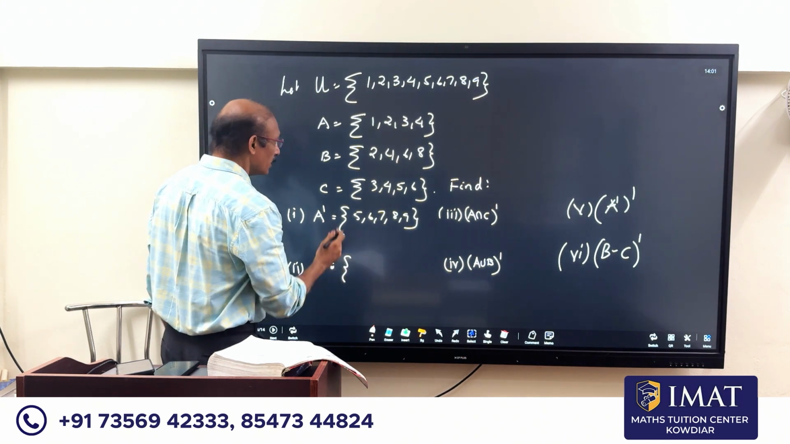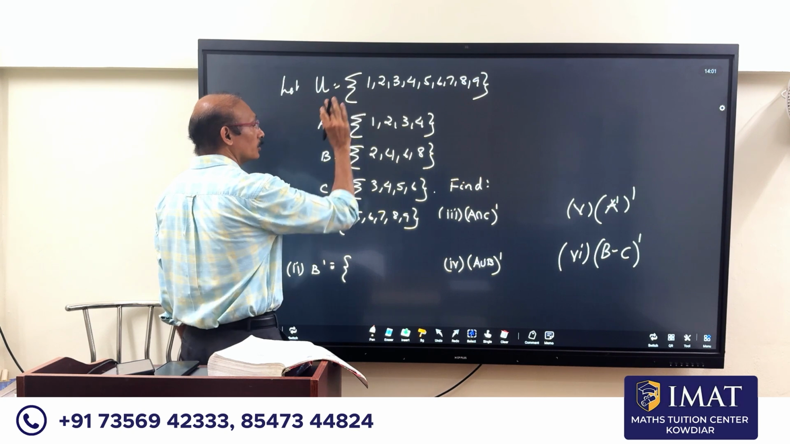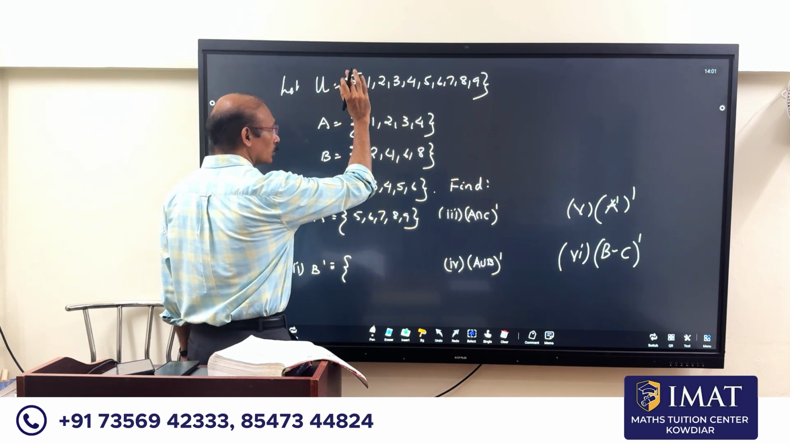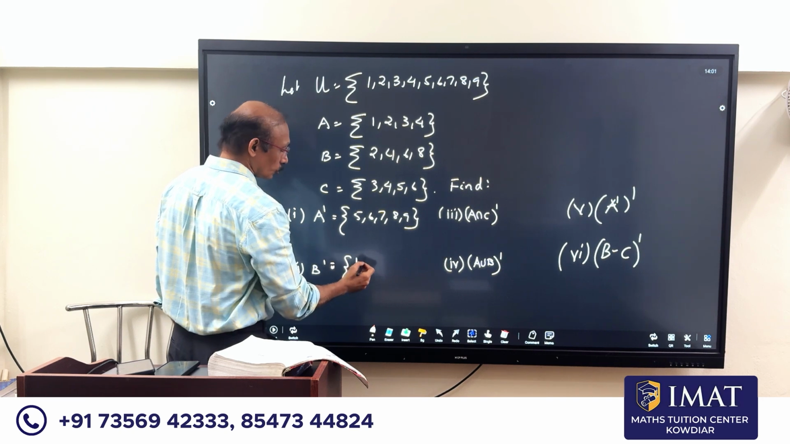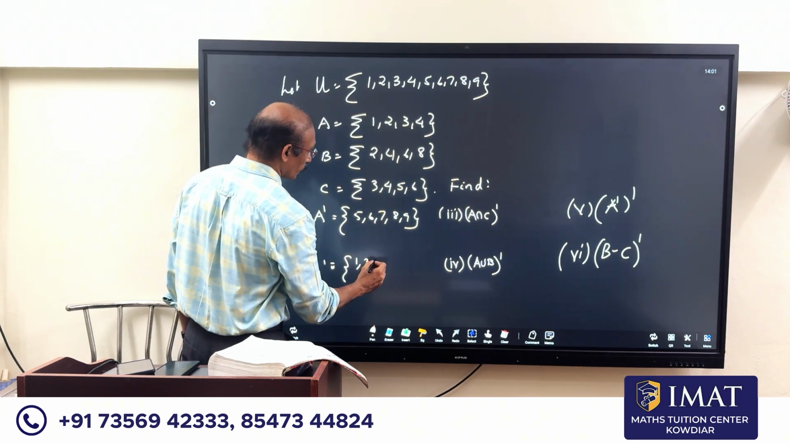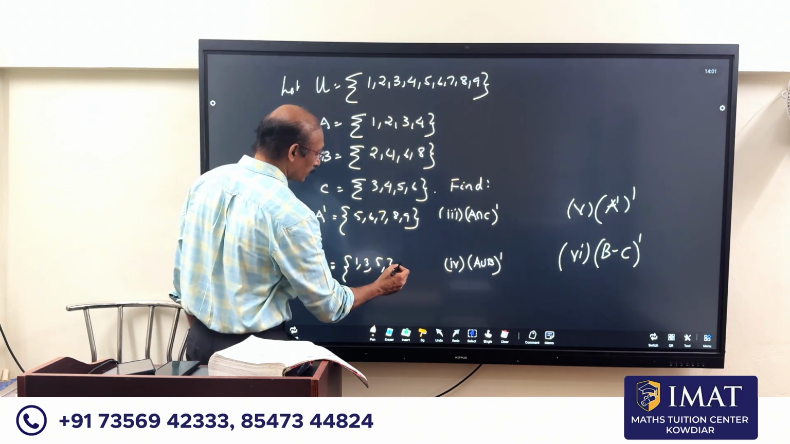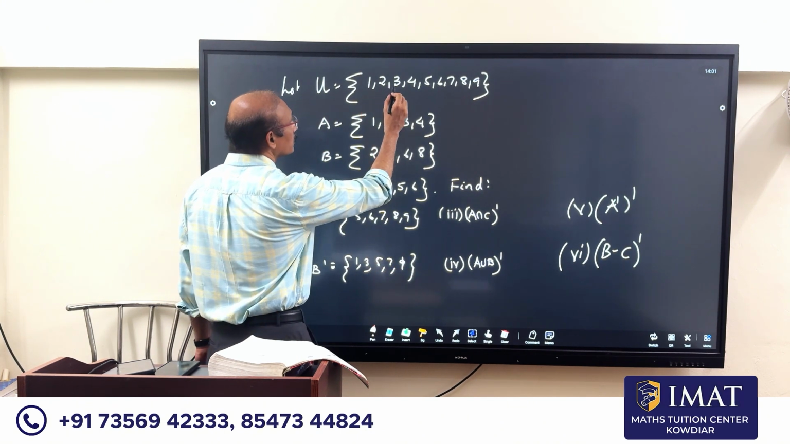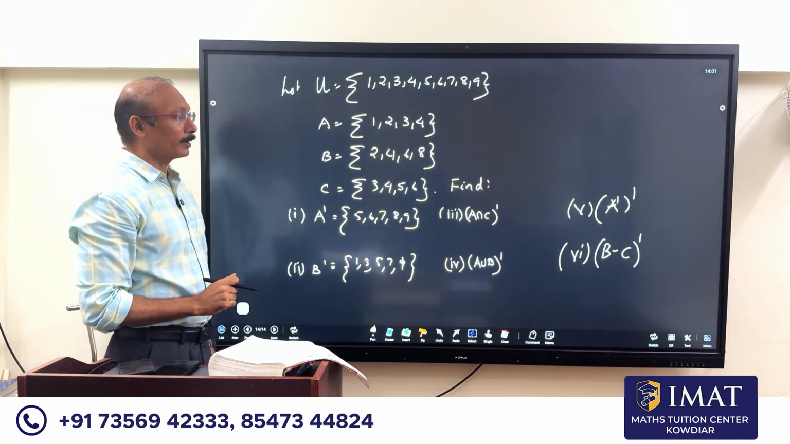B complement means elements that are not in B, but they will be in the universal set. Or in other words, the elements that are in the universal set, but not in B. So 1, 2 is not there, 3, 4 need not be taken. So 5, 6 not taken, 7, 8 not taken, 9. So 1, 3, 5, 7 and 9 are the elements in B complement.